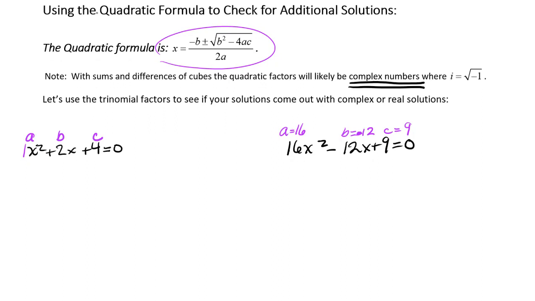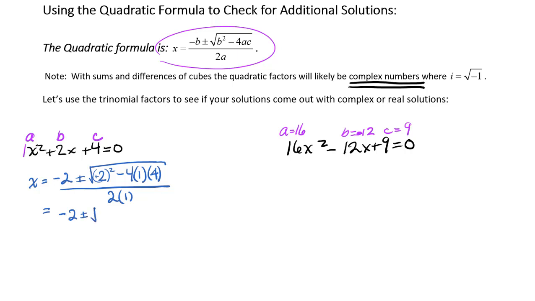Now I'm going to substitute them in. So x is equal to negative b, so the opposite of b is negative 2, plus or minus the square root of b squared, so positive 2 squared, minus 4 times a, which is 1, times c, which is 4, all over 2 times a, which is 1. We can simplify this. This will be negative 2 plus or minus the square root of 4 minus 16 all over 2.